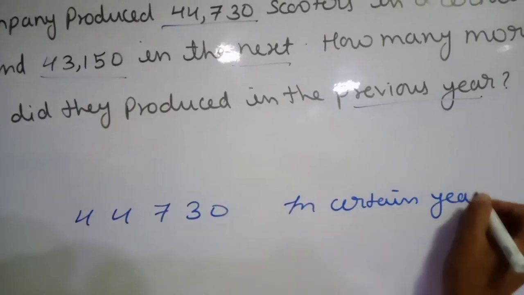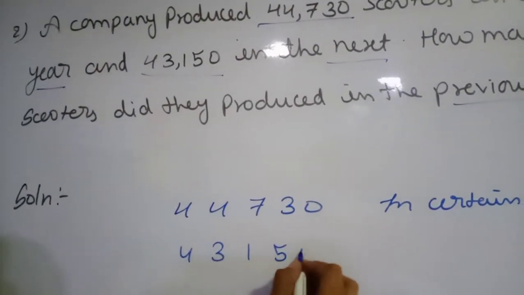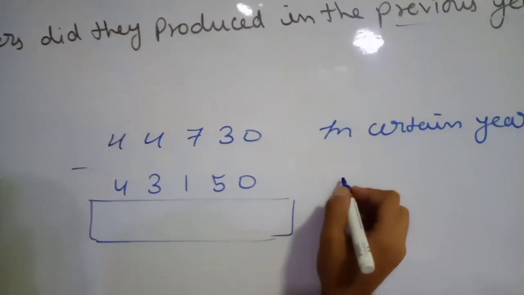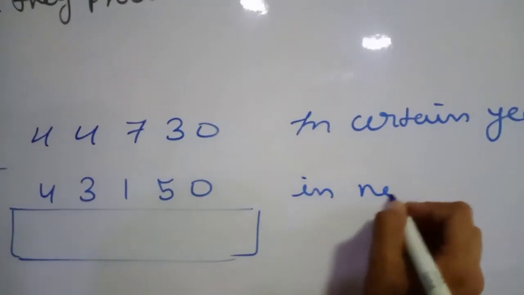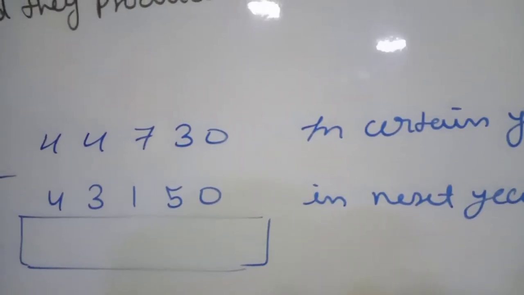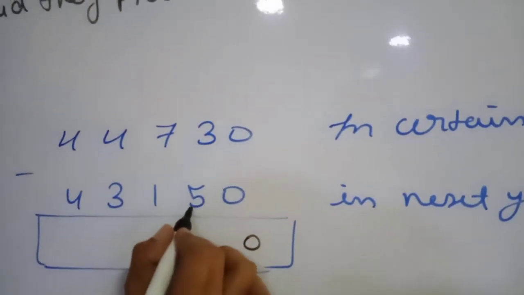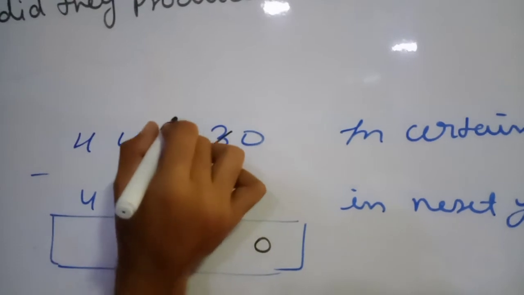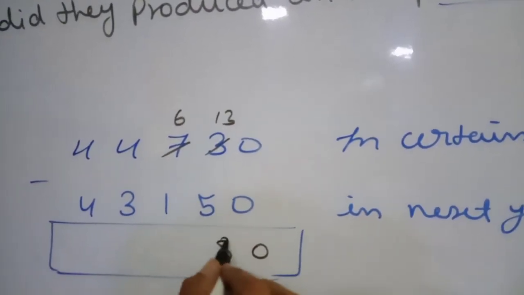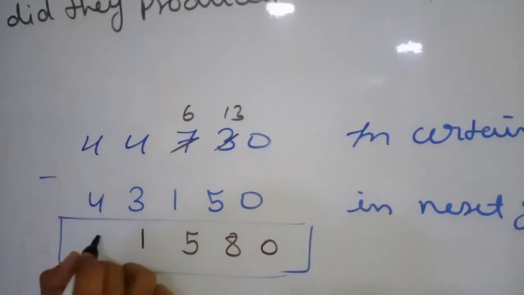The next number is 43,150. That is the production in the next year. Let's do the subtraction. 0 minus 0, 0. 3, can we subtract 5 from 3? No. Borrow 1 from 7. 7 becomes 6. 3 becomes 13. 13 minus 5, 8. 6 minus 1, 5. 4 minus 3, 1. 4 minus 4, 0.